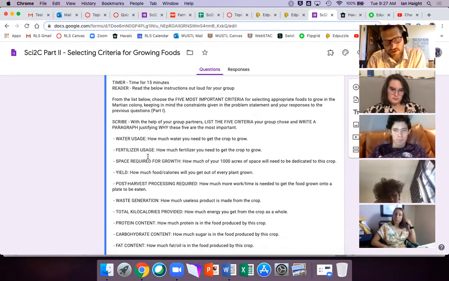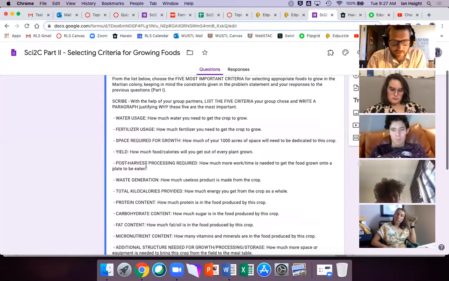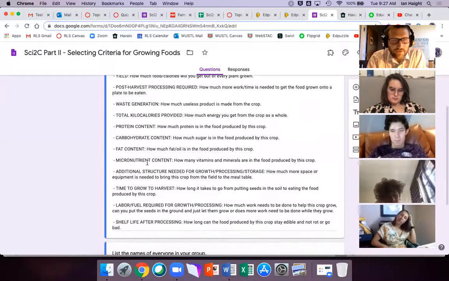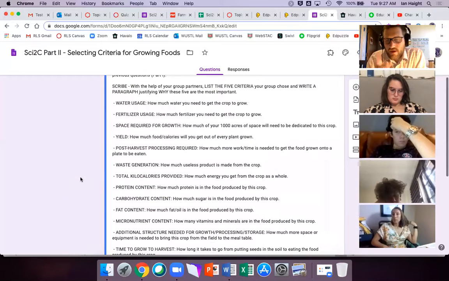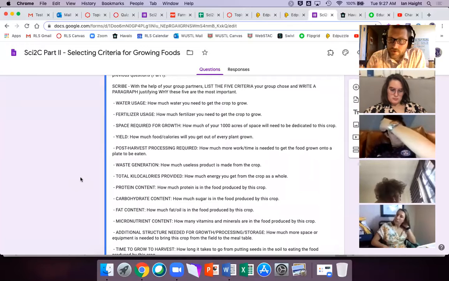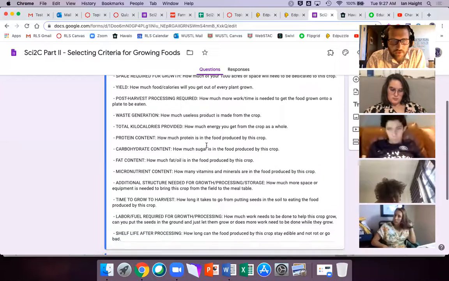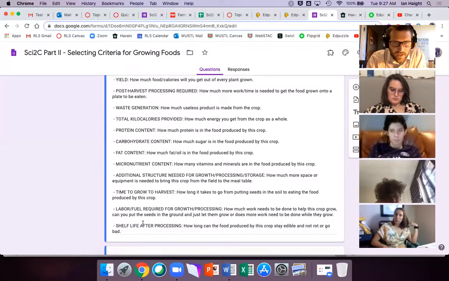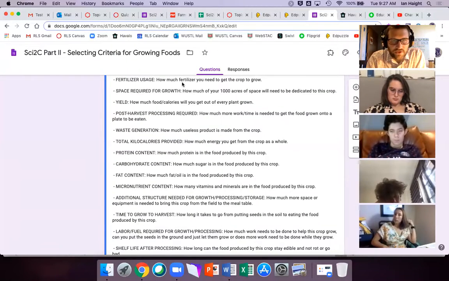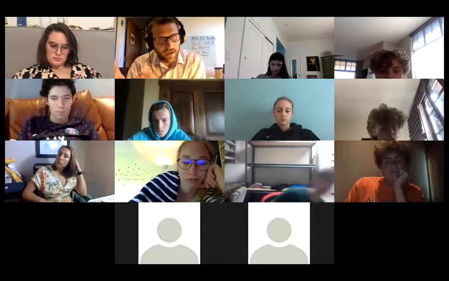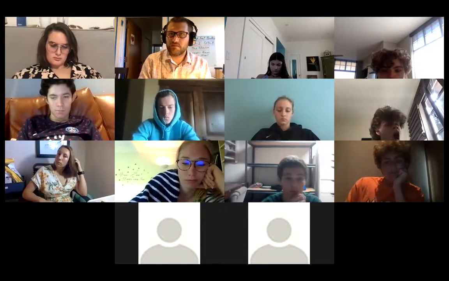So water usage, fertilizer usage, space required, yield. You need to pick 5 of those. Which 5 of these do you think are the most important criteria to consider when selecting which crops to bring to Mars? Then just write a short paragraph about why you think those are important. Why are those the most important ones? I tried to give you a little definition of each of them. If you're not familiar with what yield means or what shelf life means, I gave you a little definition there to consider. But I will time us for 10 minutes.